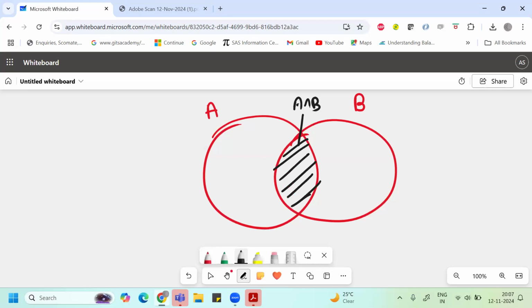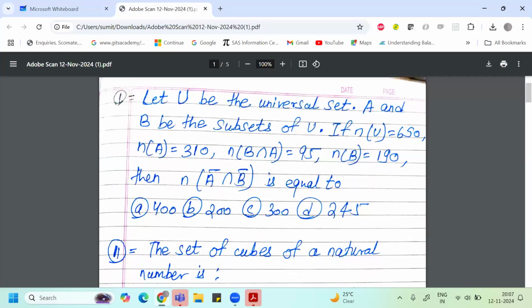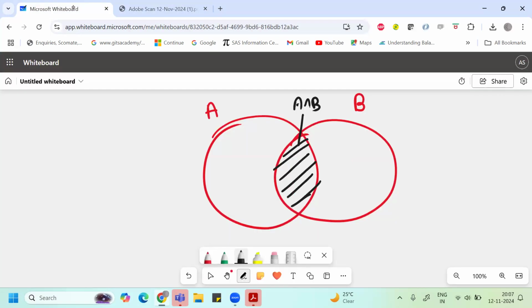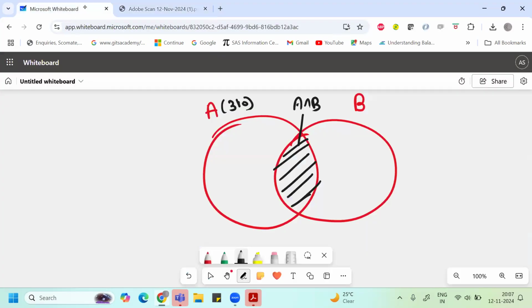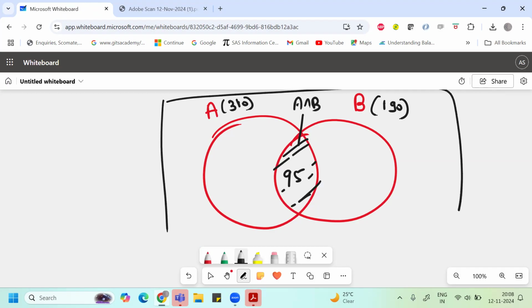So they have given you the value of A, which is 310. They have given you the value of B, which is 190. And also they have given you the number of elements which are in common between A and B, that is 95. And also they have given you the total element, that is the universal set, 650. Total element is 650.